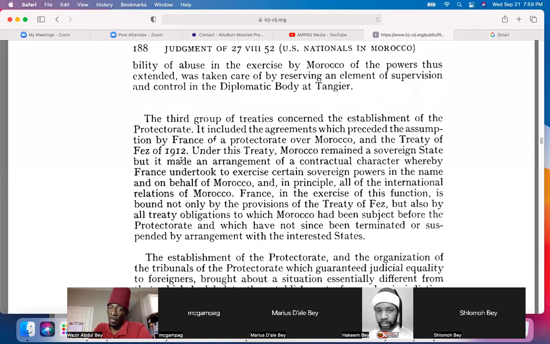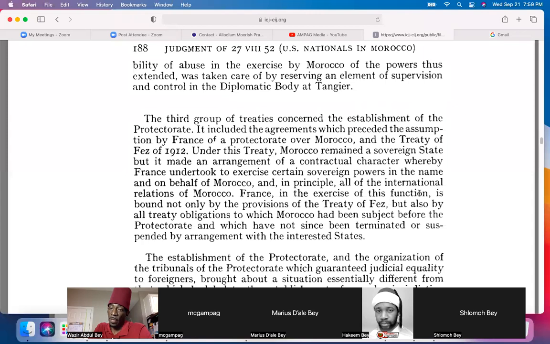of 1912. Under this treaty, Morocco remained a sovereign state, but it made an arrangement of a contractual character whereby France undertook to exercise certain sovereign powers in the name and on behalf of Morocco, right? France undertook to exercise certain sovereign powers in the name and on behalf of Morocco. Power of attorney, they were granted that power, and in principle, all of the international relations of Morocco.